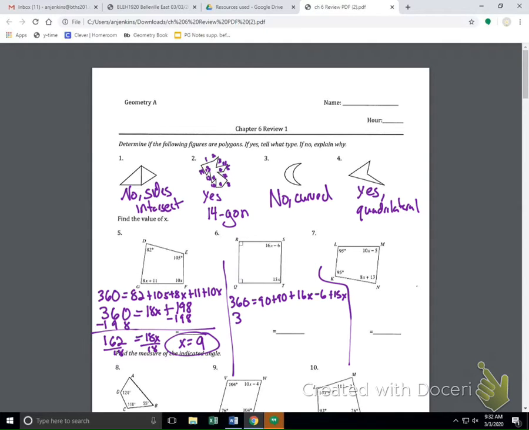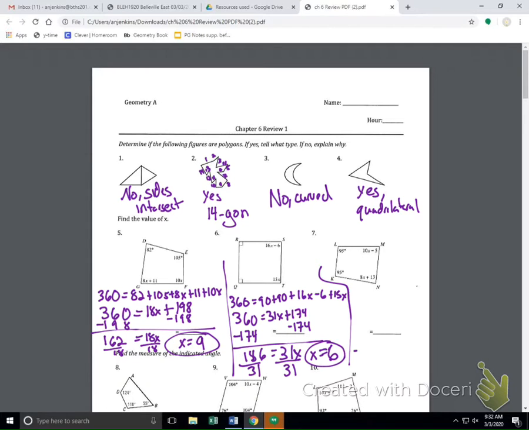I'm going to do the easy part again. 15x plus 16x is 31x. 90 plus 90 minus 6 is 174. We're going to subtract over 174. 360 minus 174 is 186 equals 31x. We're going to divide by 31. X equals 6.